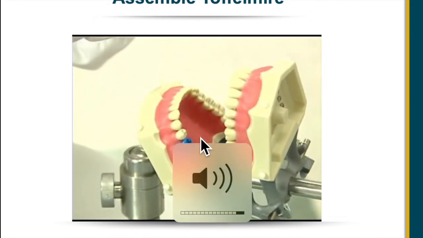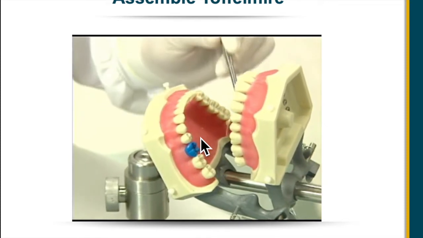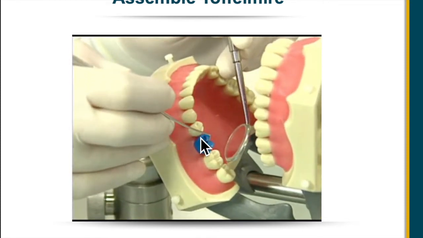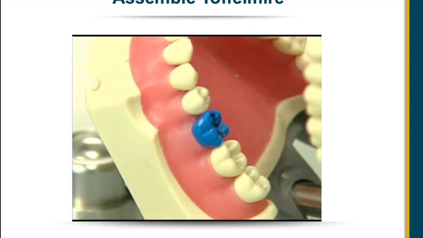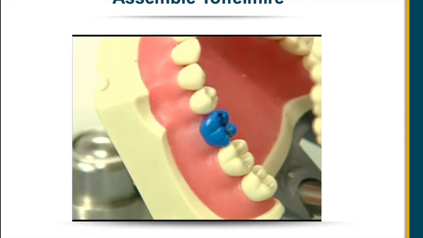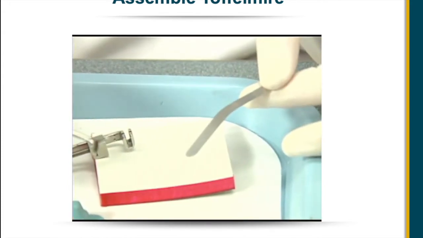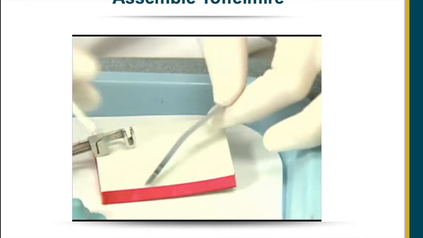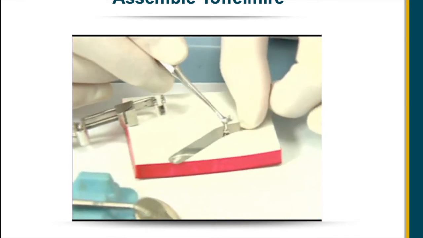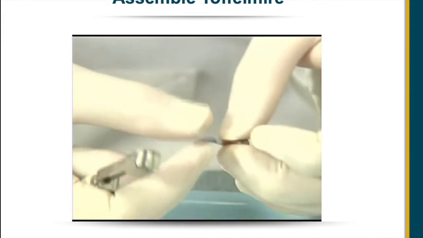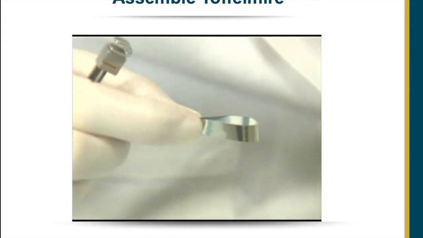Examine the outline of the cavity preparation using a mirror and explorer. Determine the size of matrix band to be used for the procedure. The band is selected according to the size of the tooth and depth of the cavity preparation. Place the middle of the band on a paper pad and burnish this area with the burnisher. Bring together the ends of the band to identify the occlusal and gingival aspects of the matrix band.